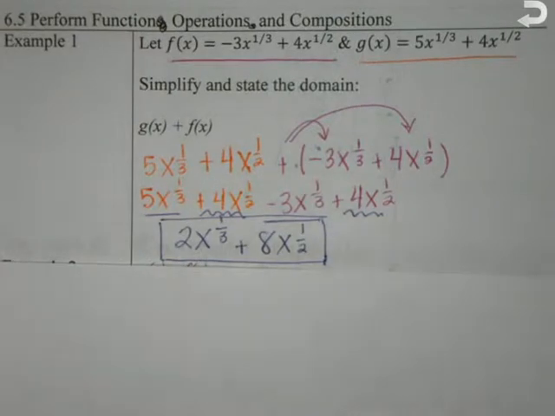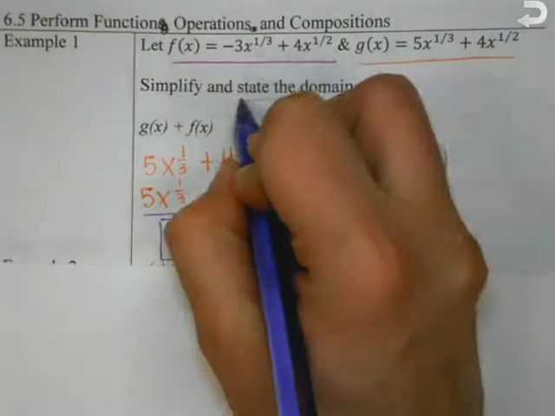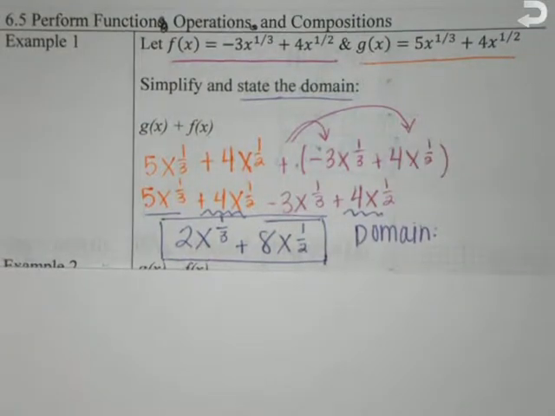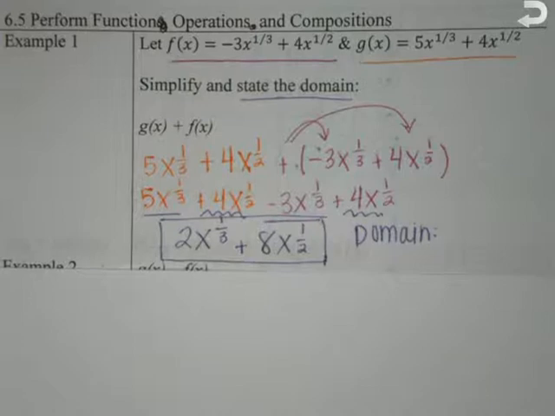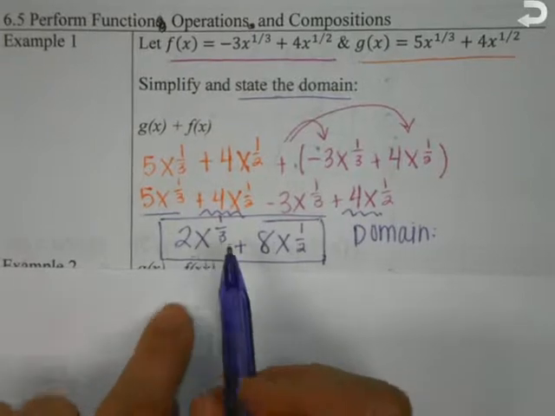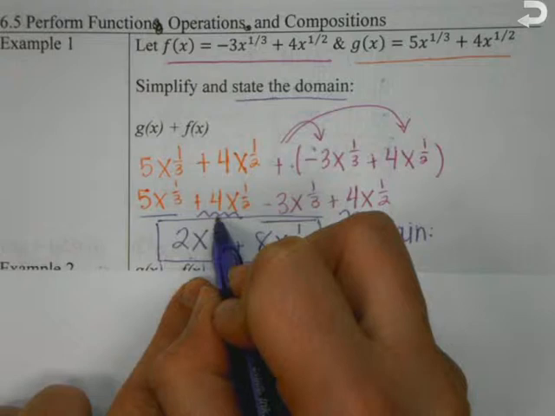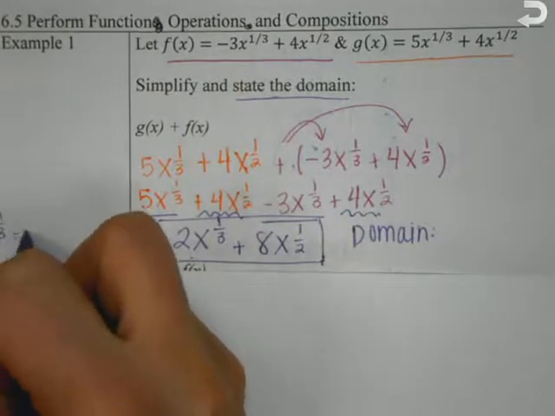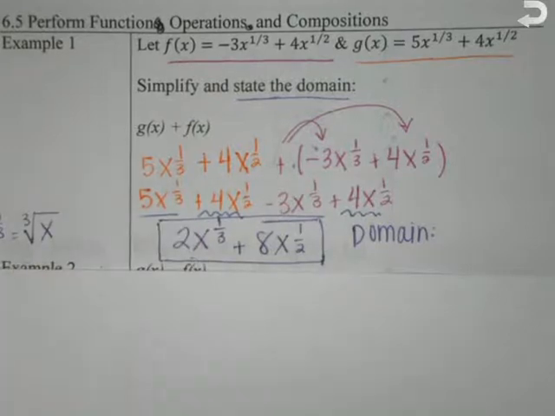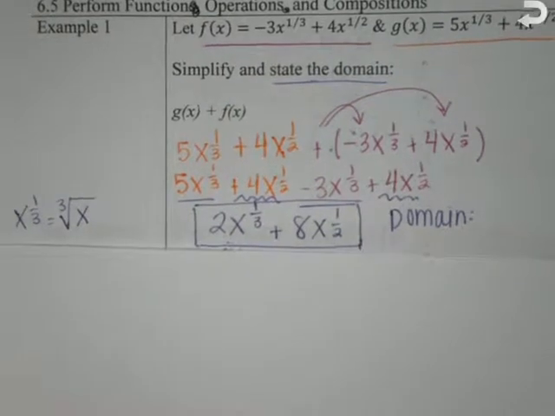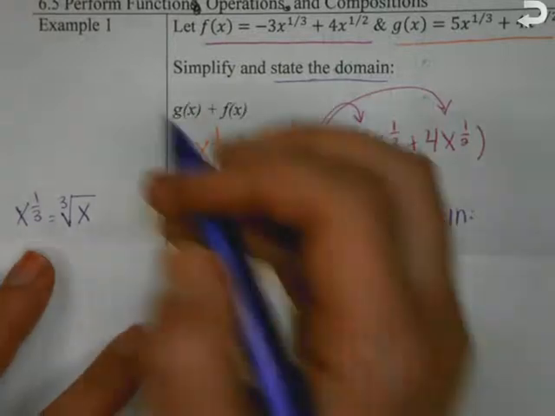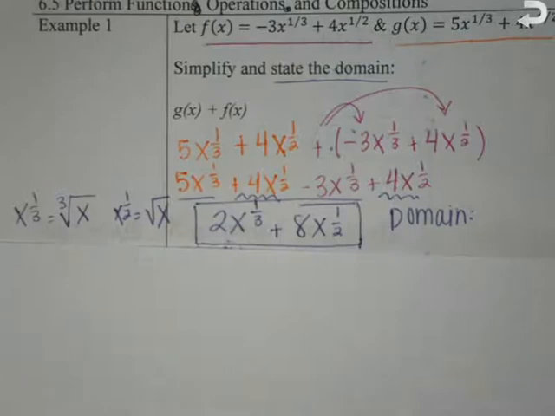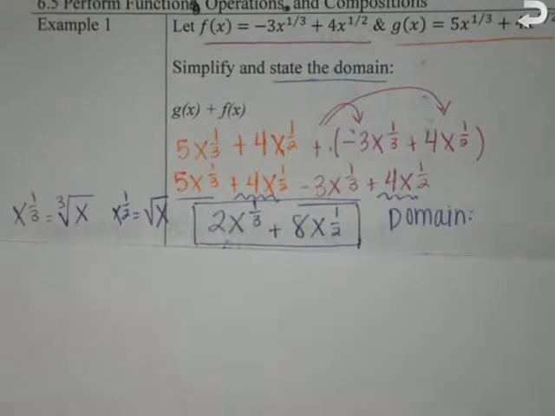The other part of this problem is they want us to state the domain. So remember, domain has to do with what can I plug in for x. So let's look at where our x's are. I have x to the 1/3. If I was to rewrite that as a root, x to the 1/3 would be cube root of x. And I also have an x to the 1/2. X to the 1/2 is square root of x, right? So domain has to do with where are my x's restricted.